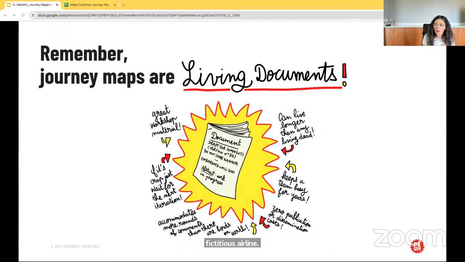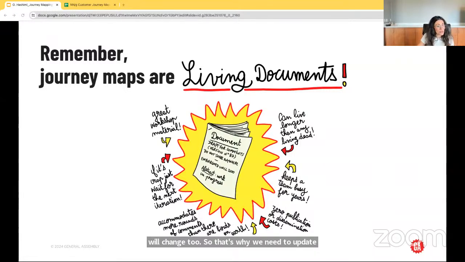And then I want you to remember that journey maps are living documents. And I say this because these documents are always changing. So imagine that you create a map today. In a few months, your customers might find new ways to use your product, or your company might launch a new feature. These changes mean that your customers will change too. So that's why we need to update the journey map regularly.